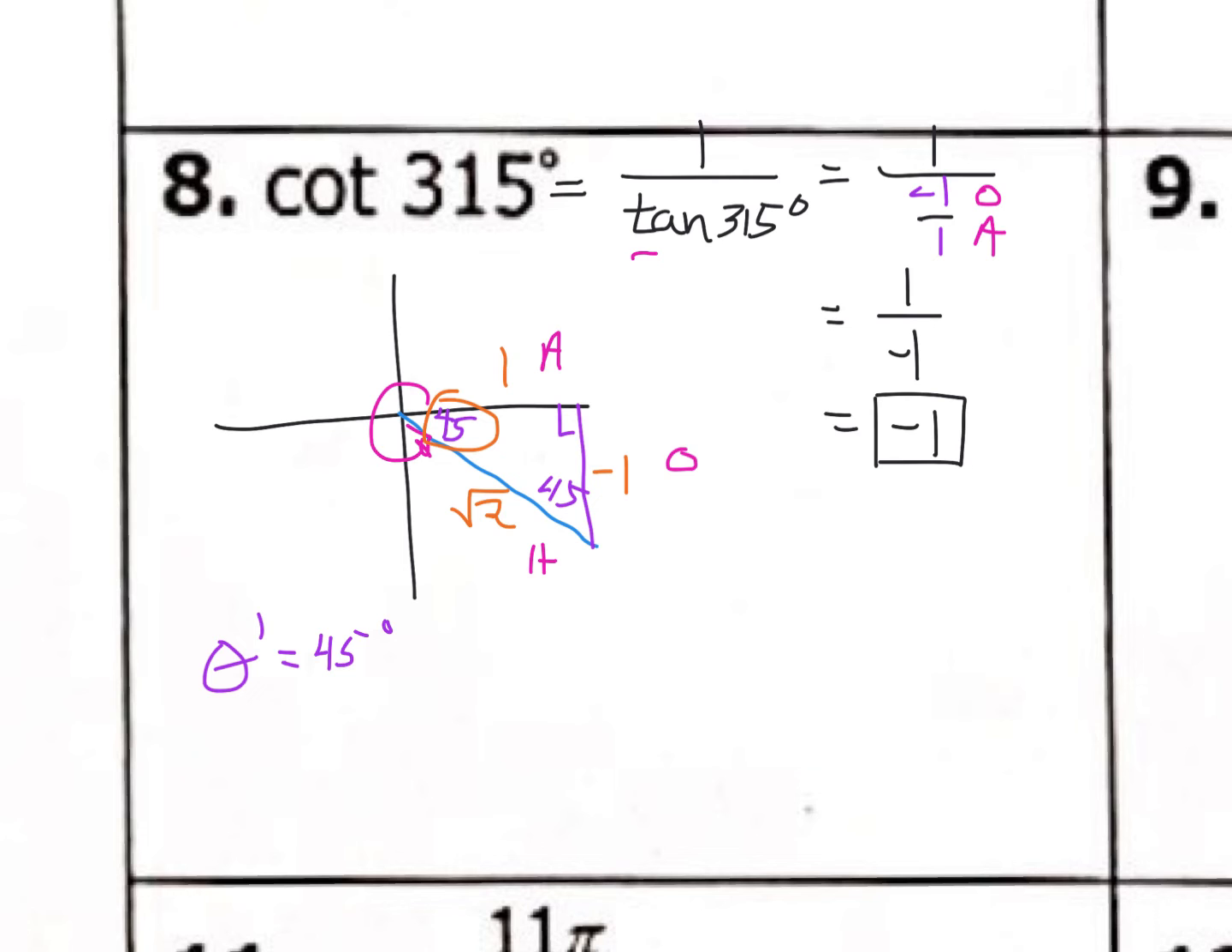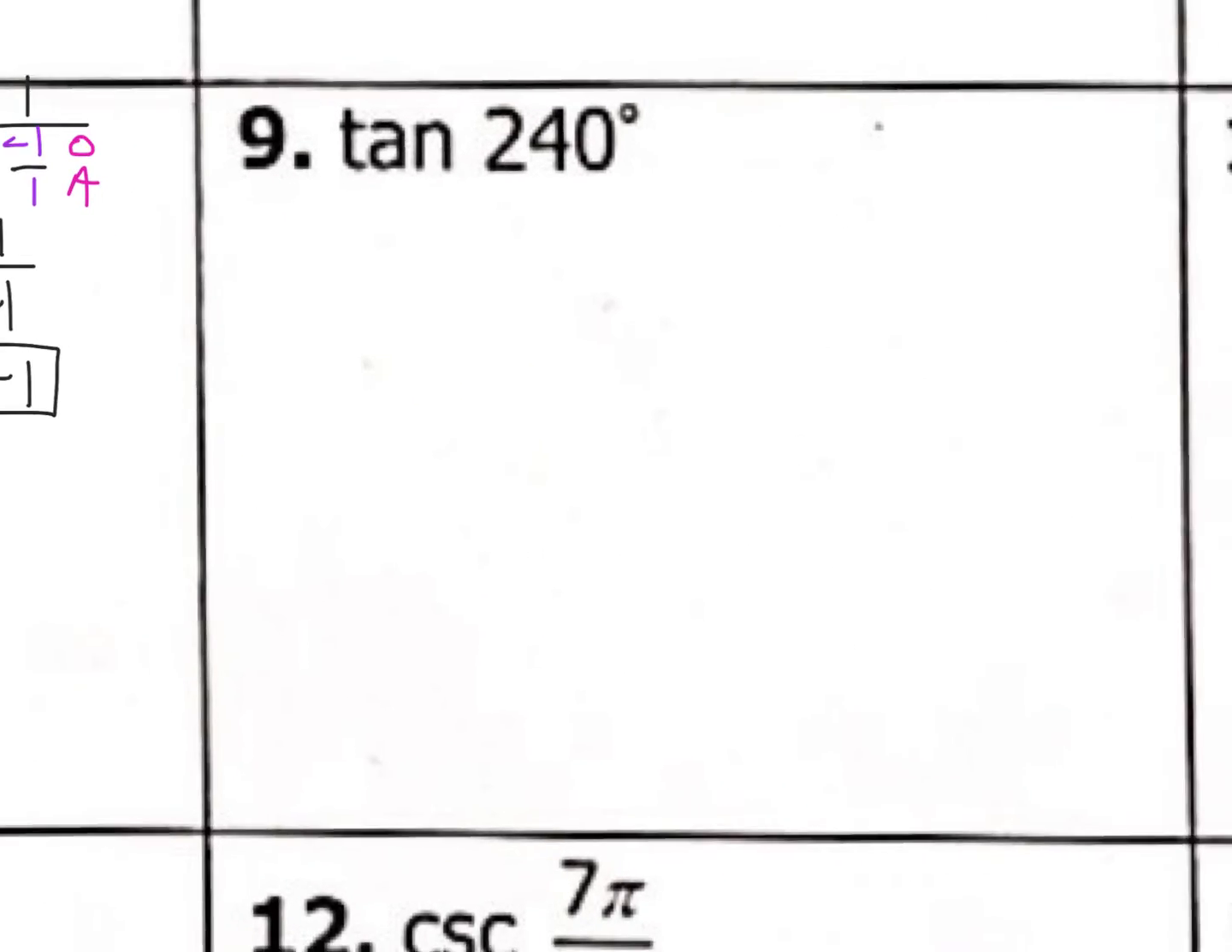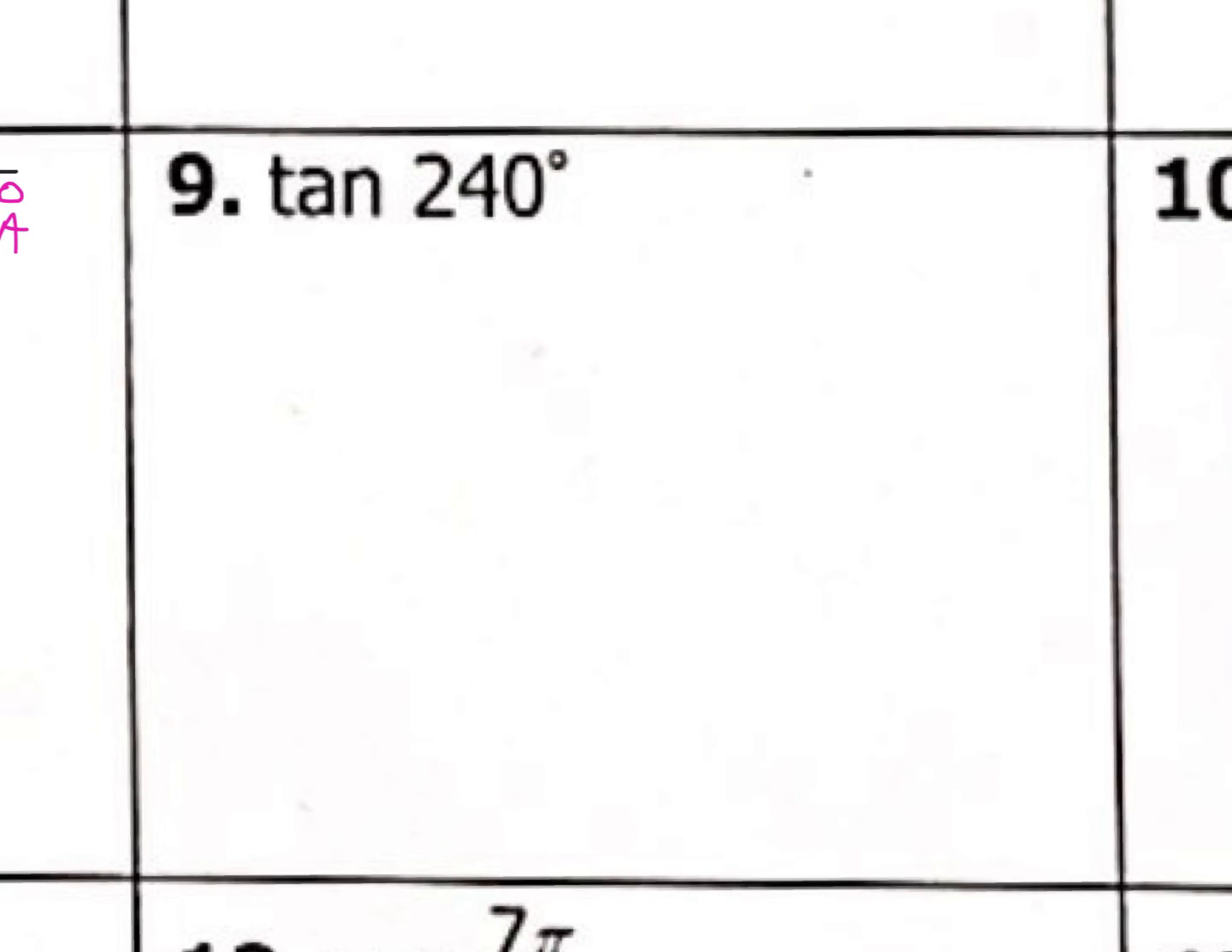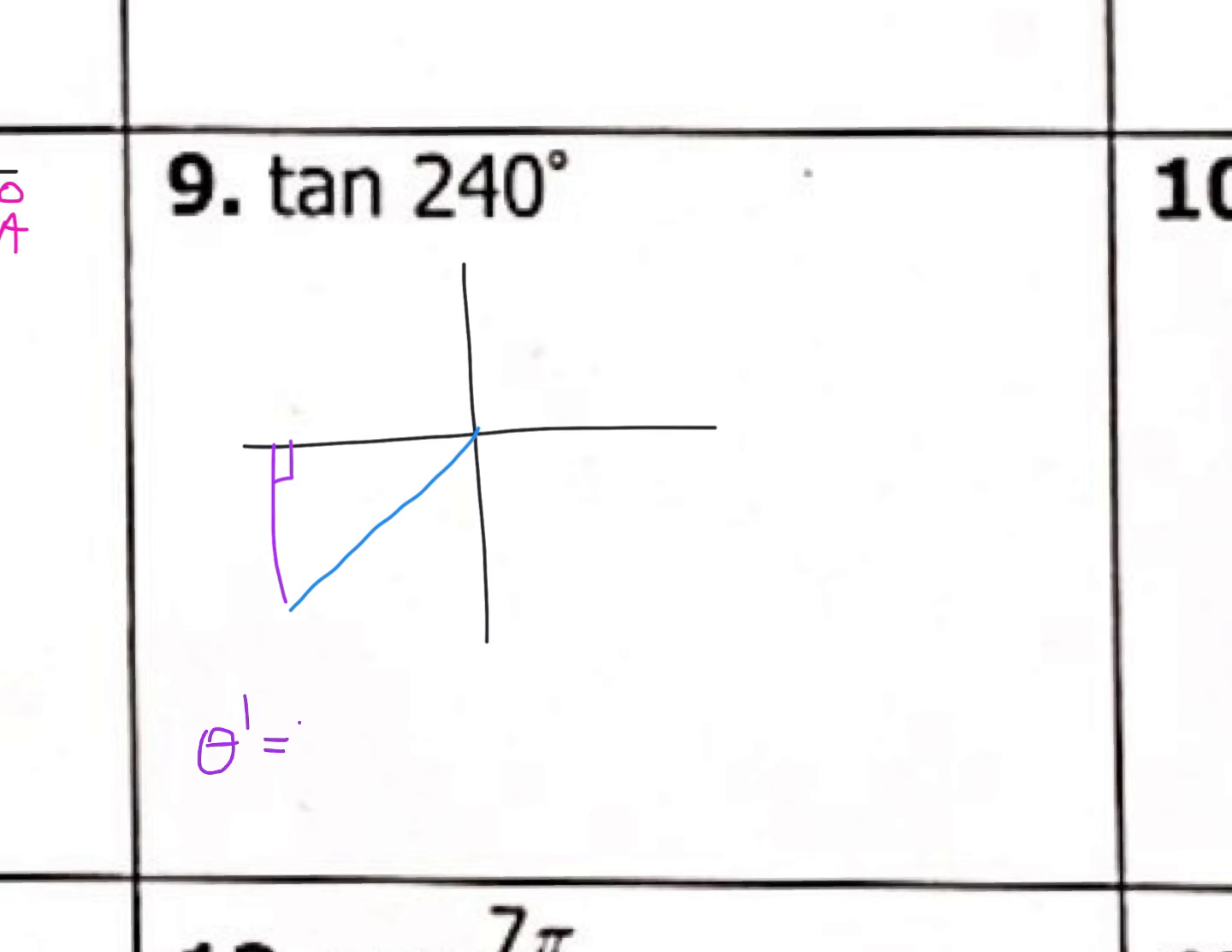All right, next is going to be number 9. So now we're dealing with tangent. I'm mostly concerned that I have 240 degrees. So 240 degrees is greater than 180 but less than 270. So that puts us in quadrant 3. And the difference between 240 and 180 is 60 degrees if you subtract those. So theta prime is 60 degrees.